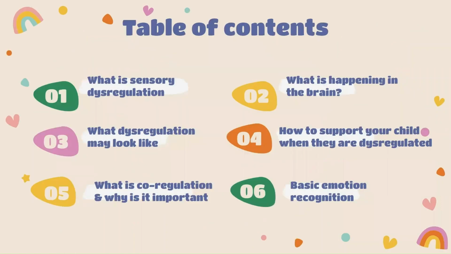Here's all the content we will be discussing in further detail today. What is sensory dysregulation? What is happening in the brain during dysregulation? What dysregulation may look like? How to support your child when they are dysregulated? What is co-regulation and why is it important? And basic emotion recognition.